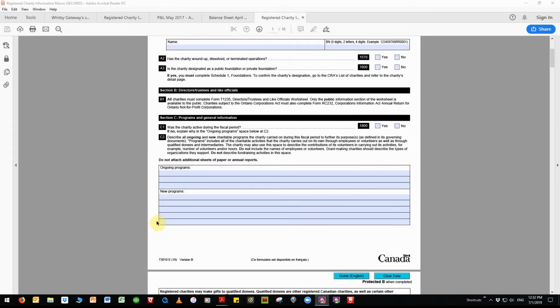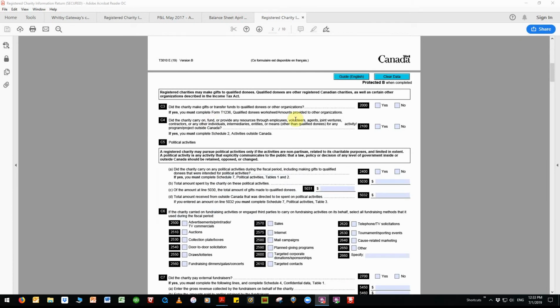Down at the bottom of the page, you list your ongoing programs and any new programs that you have started. Ongoing programs are things such as morning worship, caravans, whatever you're doing during the week, small groups. New programs could be Alpha, or any other thing you're trying to do in the community.